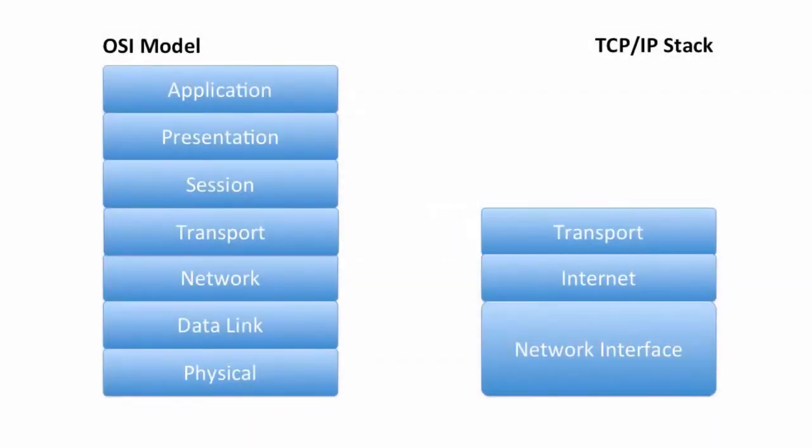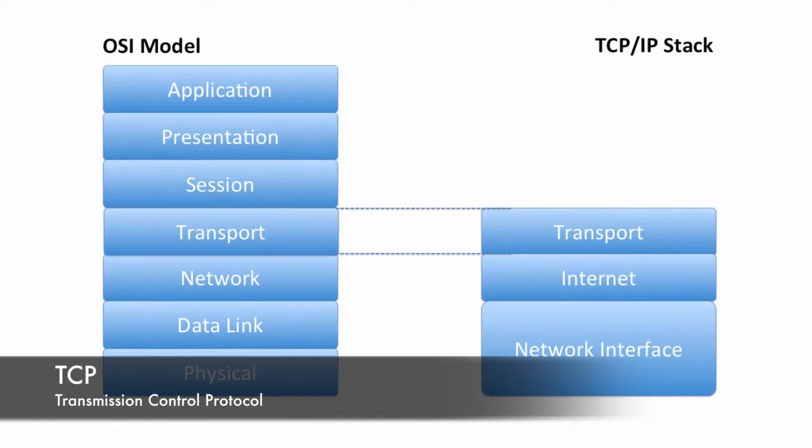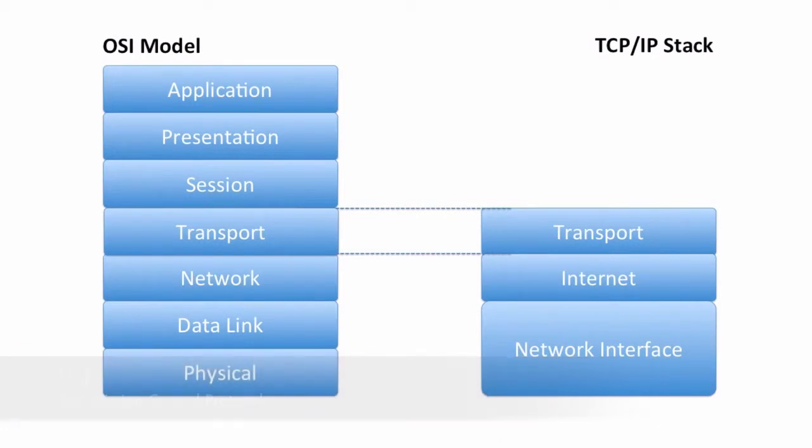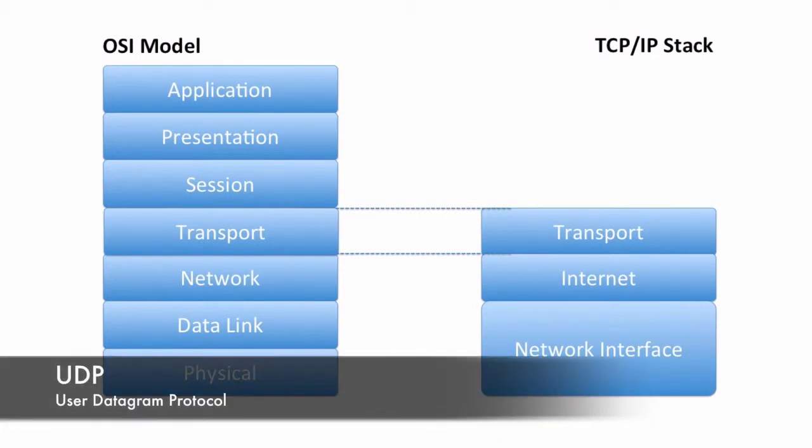The transport layer of the TCP/IP stack should be easy to remember because it maps to the same name, the transport layer of the OSI model. And the two primary protocols found at the transport layer in the TCP/IP stack are TCP, Transmission Control Protocol, and UDP, the User Datagram Protocol.